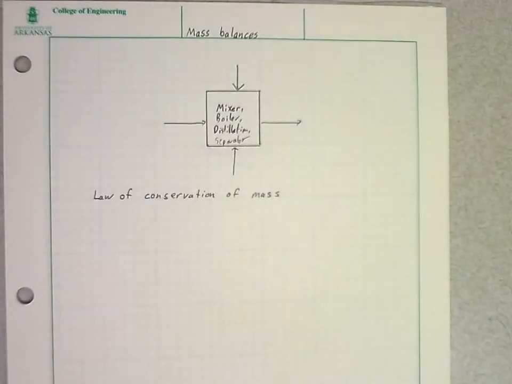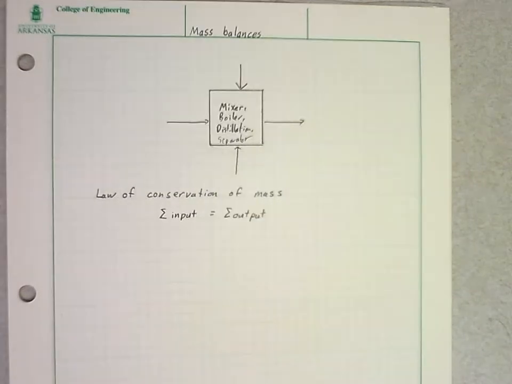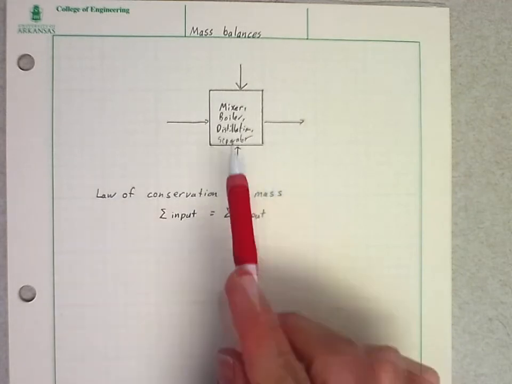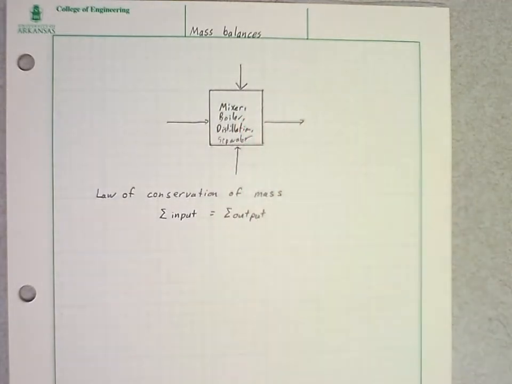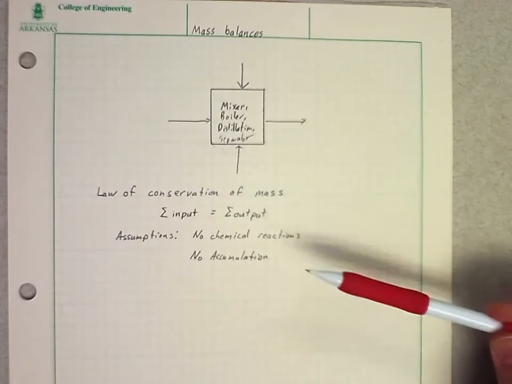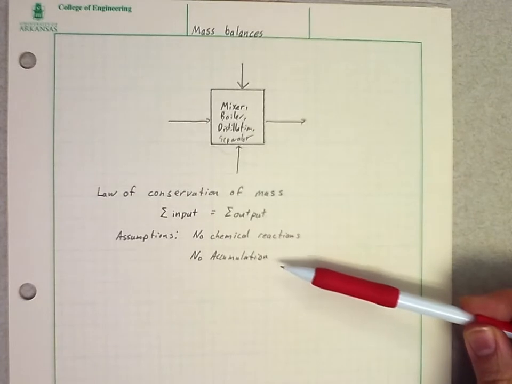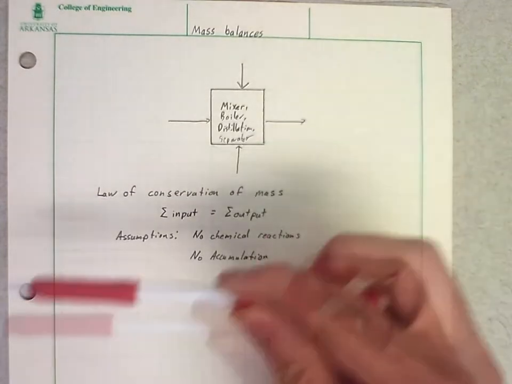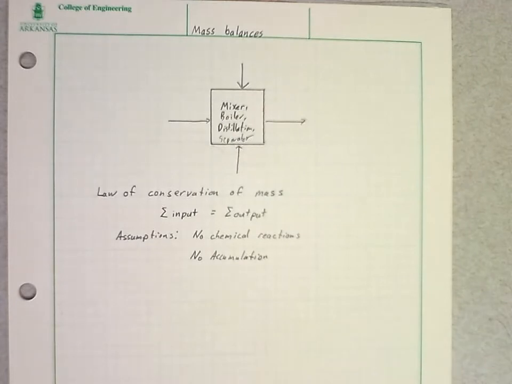The key that makes these mass balances work is the law of conservation of mass, which says that the sum of the input into our system has to be the sum of the output out of the system, wherever we've defined our system. The key assumptions we're going to make are that there are no chemical reactions going on at this point, and that there's no accumulation. In other words, there's no material building up here. Whatever we put in has to come out, so it's a zero-sum game. As you get deeper into this in higher level courses, you'll find that those things can become a factor. But for this course, we're going to keep it simple.